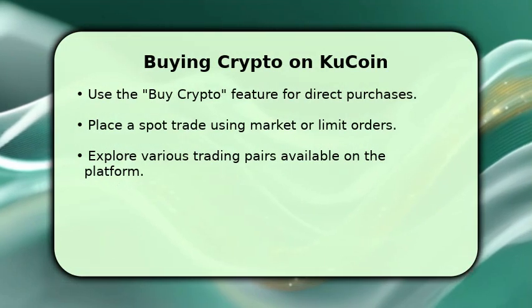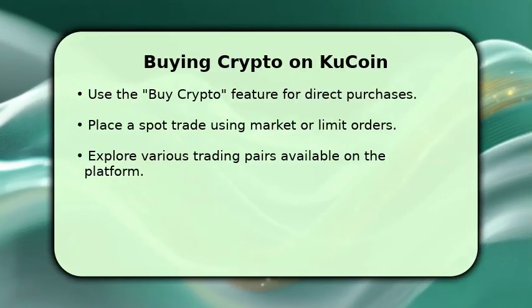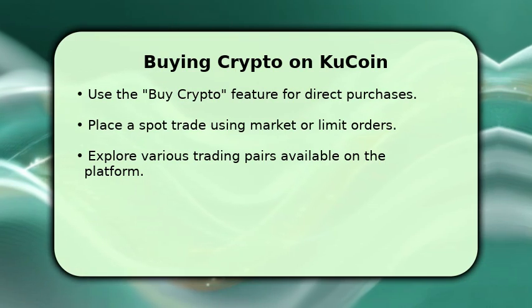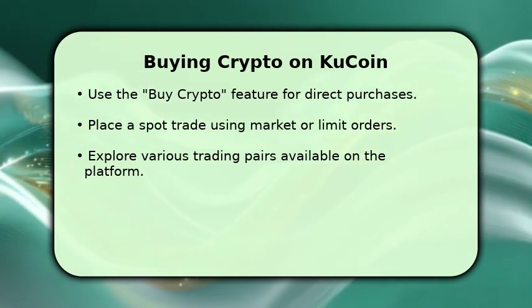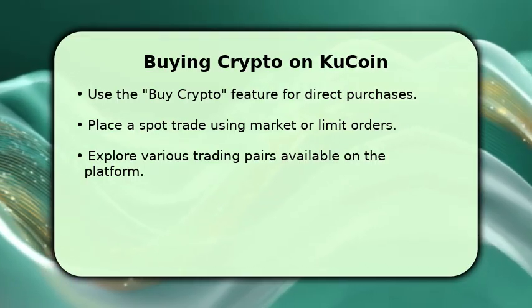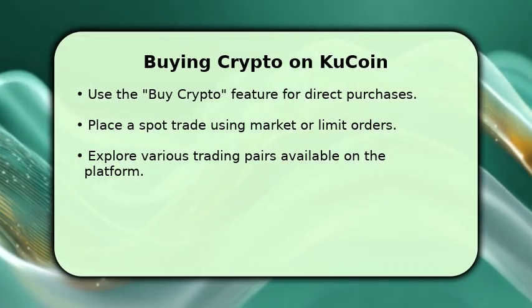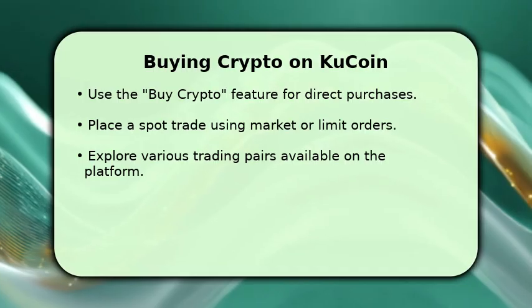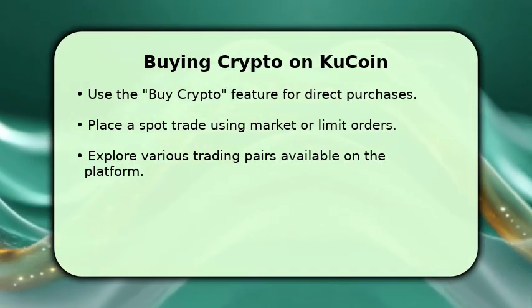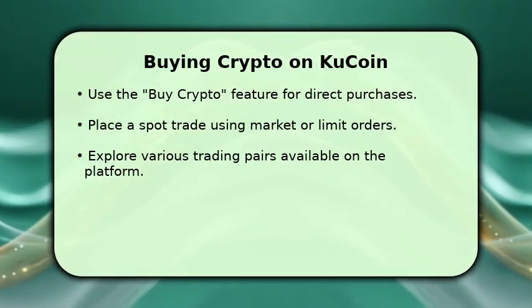With funds in your account, you're ready to buy. The simplest way is to use the Buy Crypto feature for direct purchases with fiat. For more control, navigate to the spot trading interface. Here, you can place market orders to buy immediately at the current price or set limit orders to buy when the price reaches your desired level. Remember to explore the many trading pairs available.